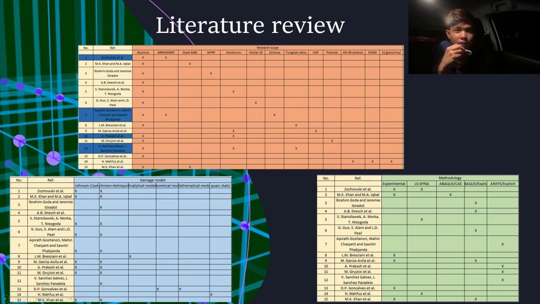As for the literature review, 15 articles were used. From the figure, it can be seen that all of the articles focus on ceramic impact, and most of them apply various types of plates as support for the model.